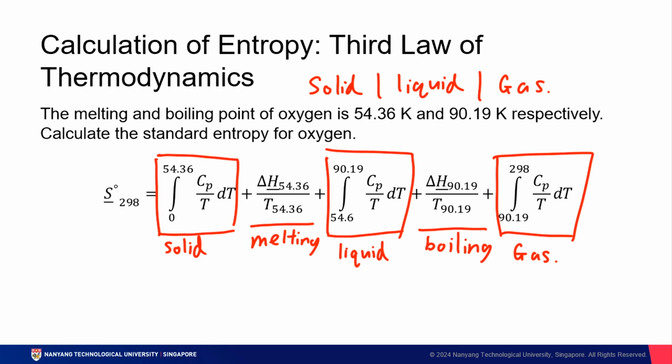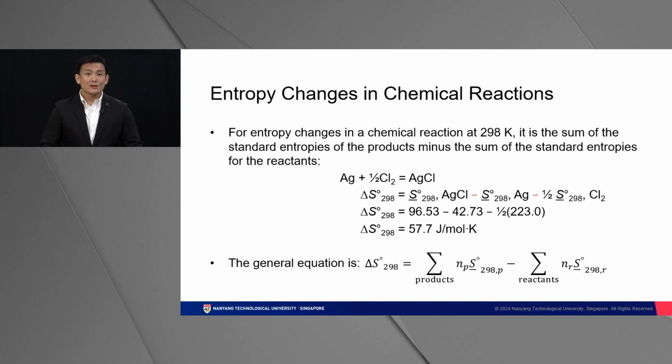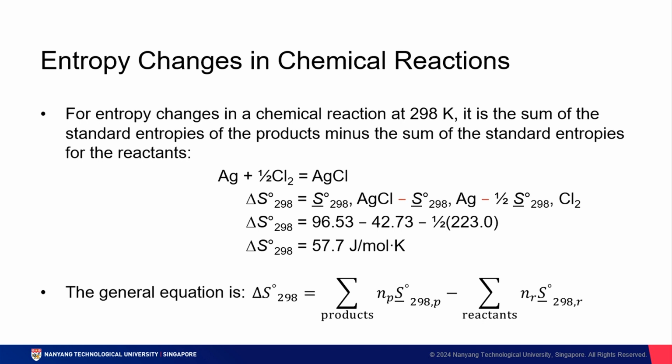Here's a hot tip though. Standard entropies have been calculated many times over for standard compounds such as oxygen and are available in reference books. It's however important for you as material scientists and engineers to understand what's going on under the hood. So let's try to calculate entropy changes in chemical reactions. Let's consider for a moment this reaction where silver reacts with chlorine gas to form silver chloride, a solid.